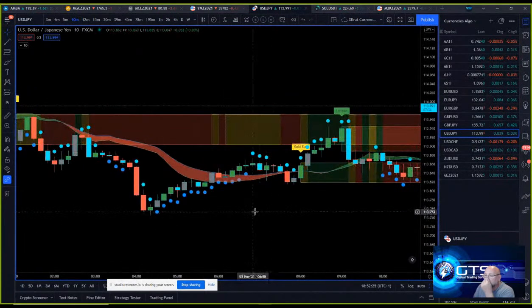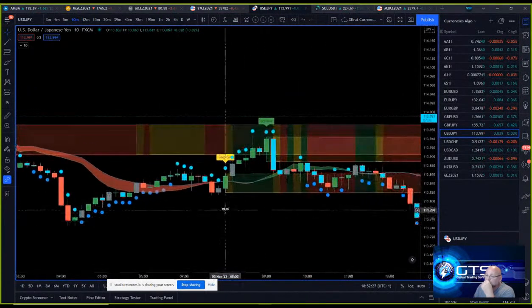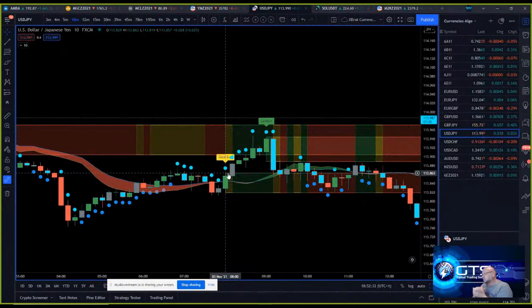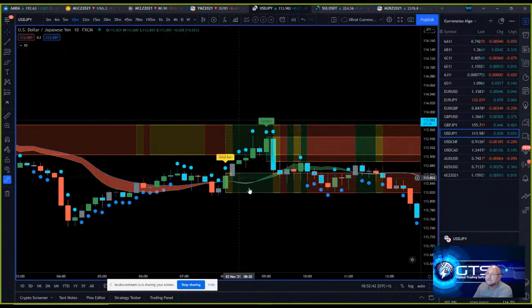And then we come into the gold Europe open here, US dollar, Japanese yen. Again, the gold pit open for Europe can be very, very volatile for currencies. A lot of currencies will be tied into the gold because the gold's tied into the US dollar. So you can see here we've got amber again.